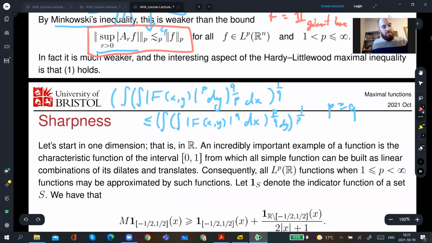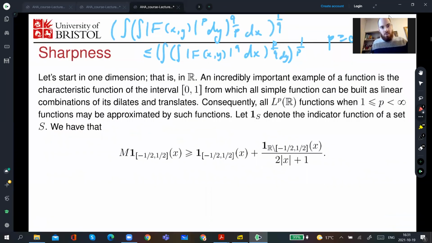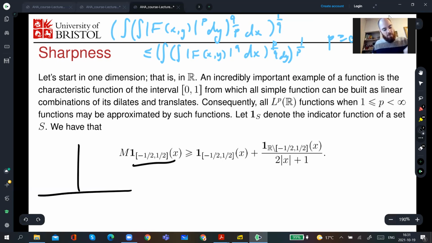So I'm taking now an L1 function, and my L1 function is just going to be the characteristic function of the interval -1/2 to 1/2. So I'm going to pick one dimension. I have the characteristic function of -1/2 to 1/2. This is height 1. This is -1/2. This is 1/2. So it's 1 inside here and it's 0 outside. This again is just a representative function in L1.